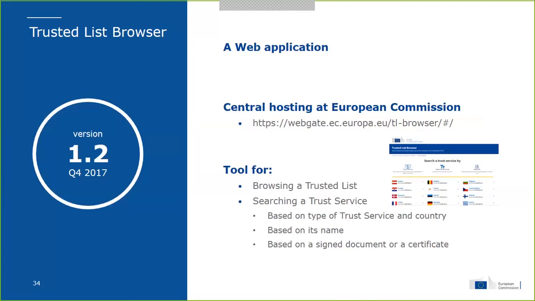And a third search that is both more advanced but also very powerful. You can search based on a signed document. It's a nice feature because suppose you have a document signed by a certificate and you want to know who issued that certificate, provided that the signature is in XAdES, CAdES, PAdES, or ASiC recognized by DSS, then you can just drop the file in the search criteria, and the tool TL Browser will extract the signing certificate, identify it, and find the TSP that has issued that certificate.